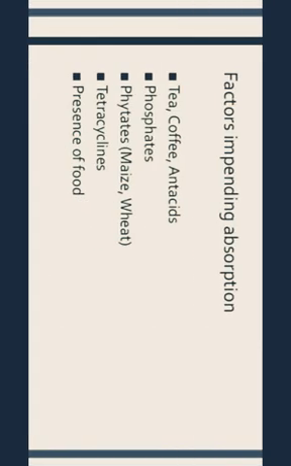As far as factors impeding absorption are concerned, which decrease the amount of iron absorbed, these are tea, coffee, and antacids. They decrease absorption by making the iron insoluble and decreasing its bioavailability. Phosphates also decrease it. Phytates, which are found in maize and wheat, also decrease the absorption. Tetracycline interacts with iron, so it decreases the bioavailability or absorption rate of iron. And certain food materials in the stomach also decrease the absorption.